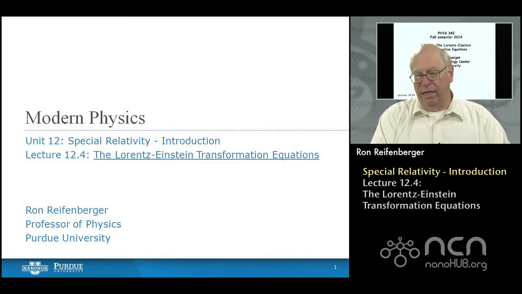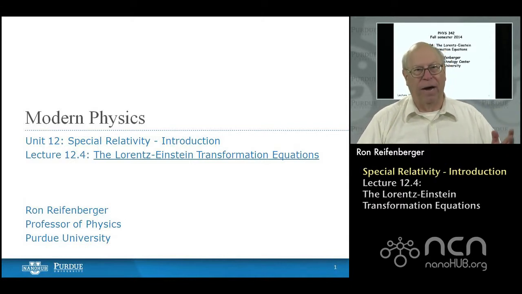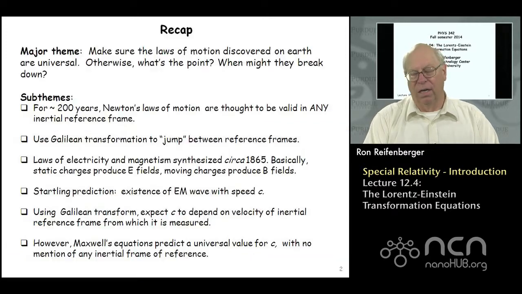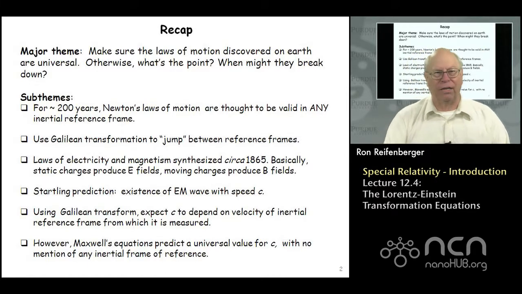Technically, I could just present the final equations that Lorentz-Einstein have derived, but I think it's useful to provide an overview, remind you where we have been for the last 3 lectures, and perhaps give you a clearer understanding of why these Lorentz-Einstein transformation equations are so important in the way we think about modern physics. So what I'd like to do is recap the previous 3 lectures.